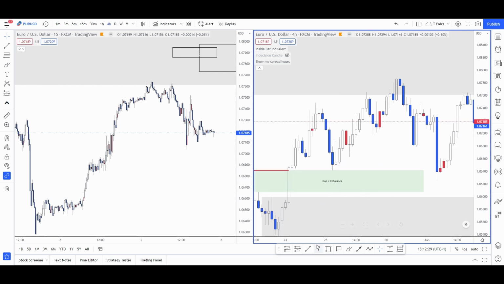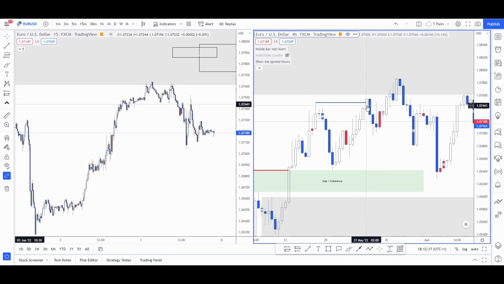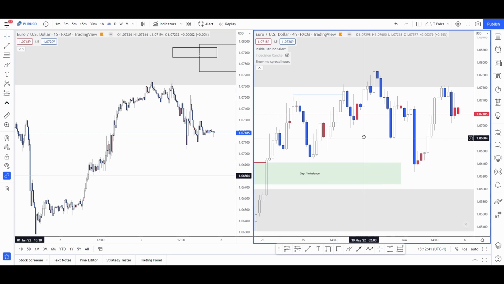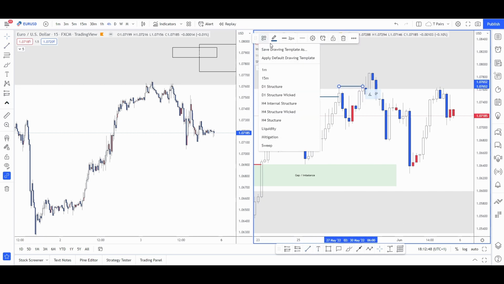So I'm just going to draw out to begin with the areas which we've broken with structure. So H4 structure. I really like this one because it broke with the body. Yes, it had a bit of a wick up there, but it broke with the body nonetheless. Worked our way up. We did it again, but it was a wick break. So I'm just identifying at the moment.